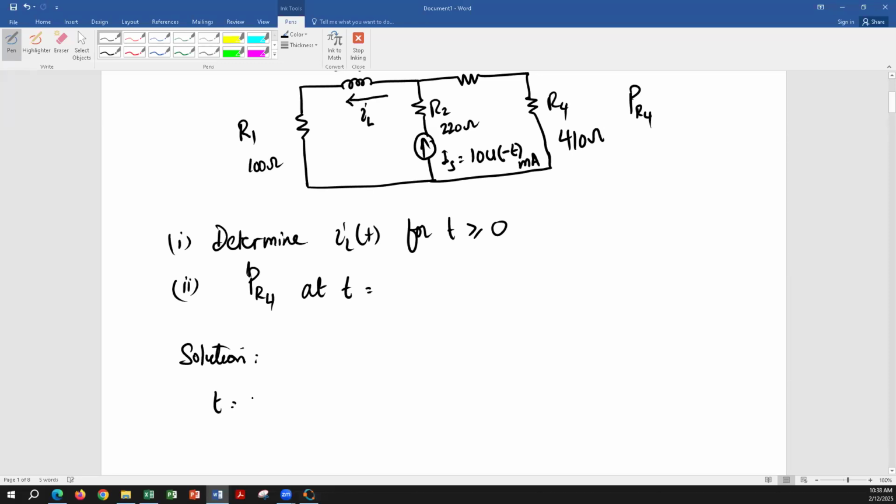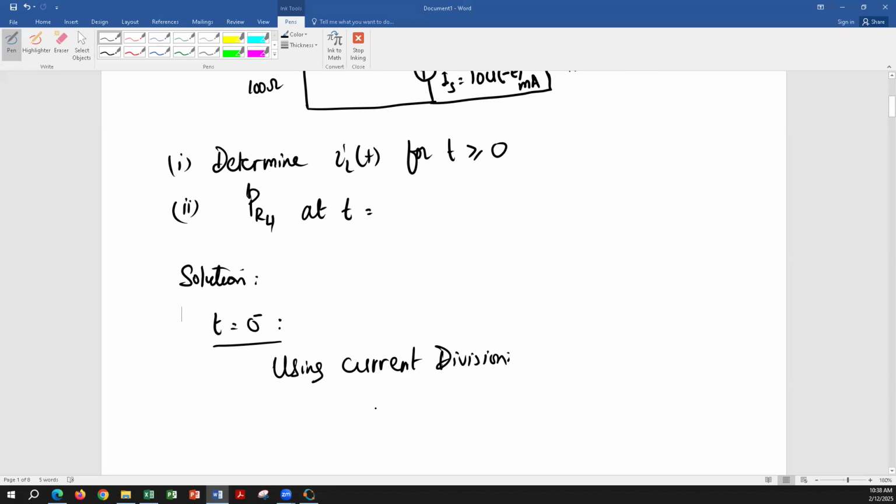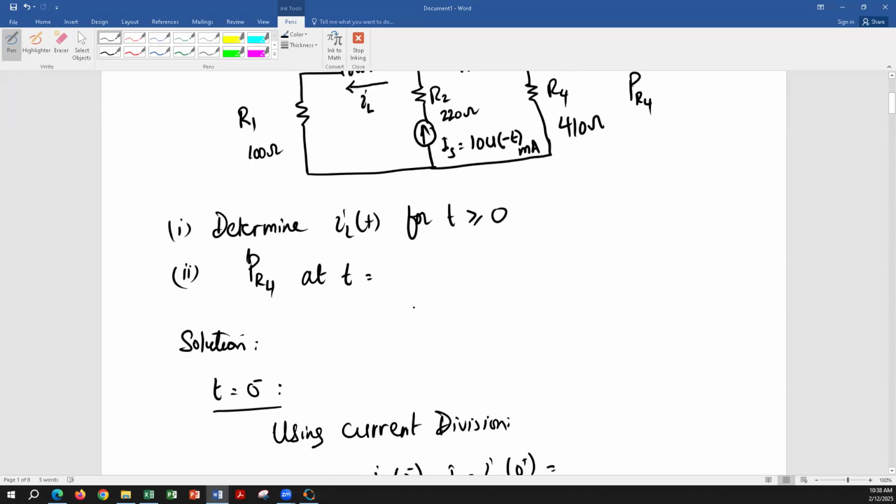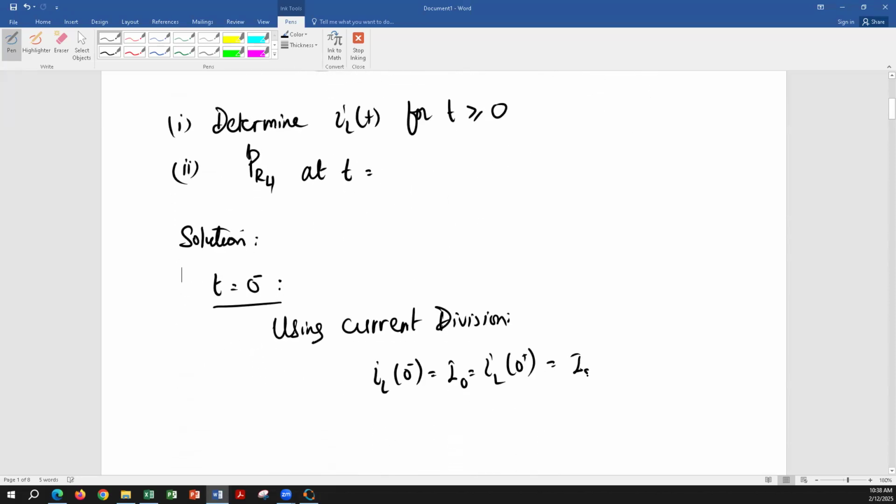At t equal to 0 negative, using current division, IL(0-), which we'll call I naught, will be equal to IL(0+) just after the change happens. It is equal to IS times R equivalent, that is the equivalent of the parallel combination of R3 plus R4 and R1, divided by R1. IS times R equivalent over R1.